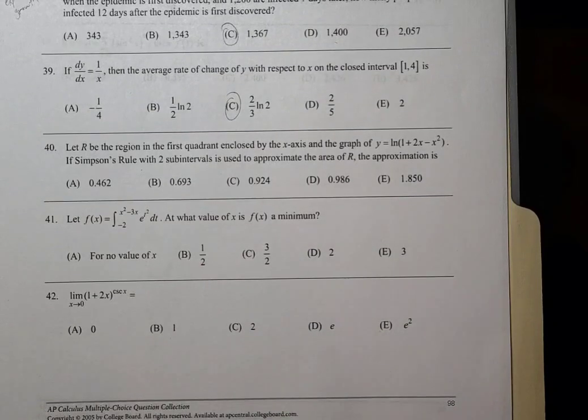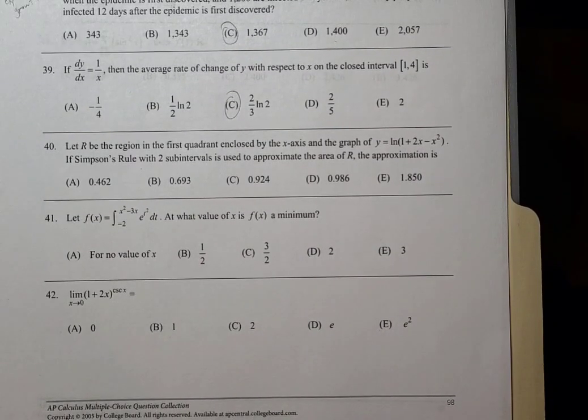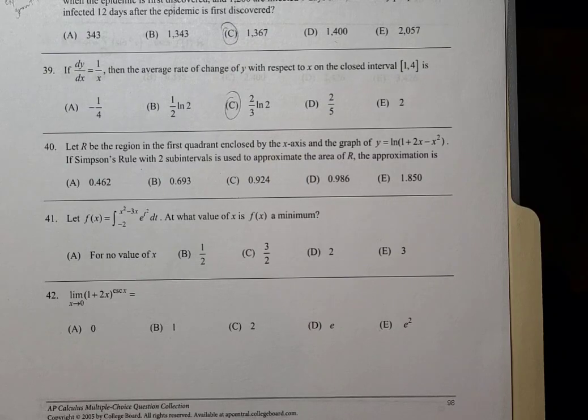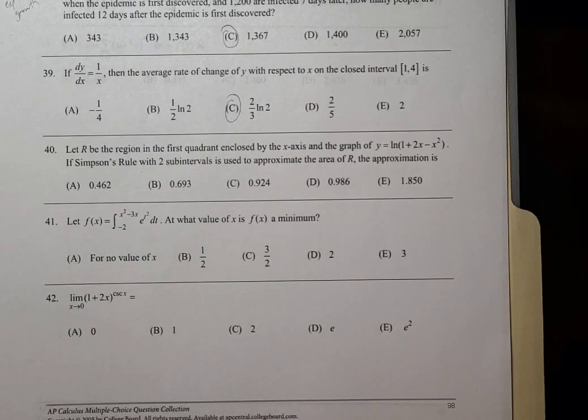Okay, Simpson's rule, here we go. Let R be the region in the first quadrant enclosed by the x-axis and the graph of y equals ln of 1 plus 2x minus x squared. If Simpson's rule with two subintervals, oh, okay, good, only two subintervals, so that's not too bad, is used to approximate the area of R, the approximation is, remember what Simpson's rule says?